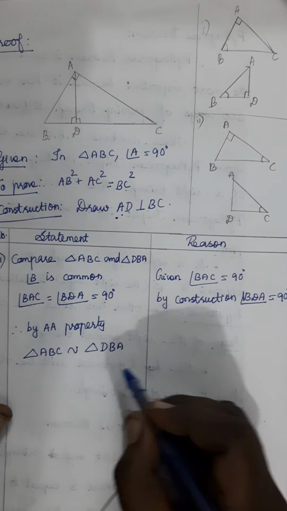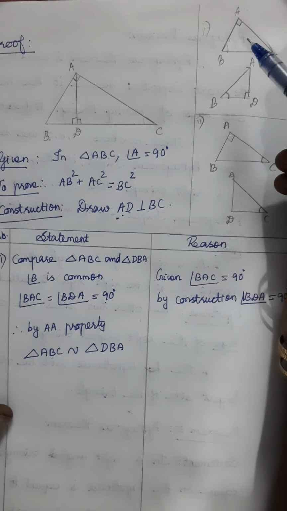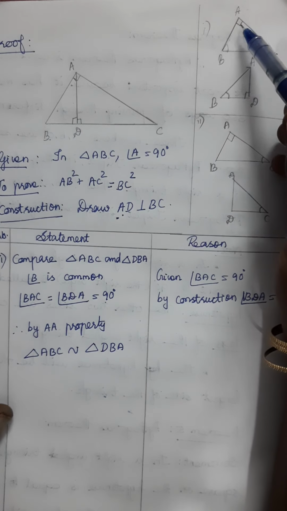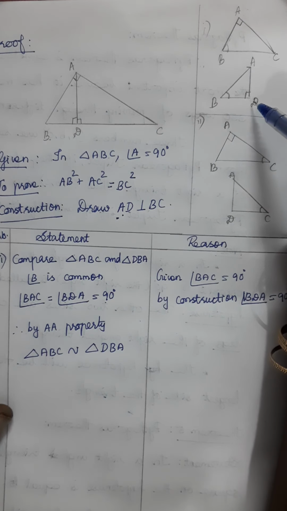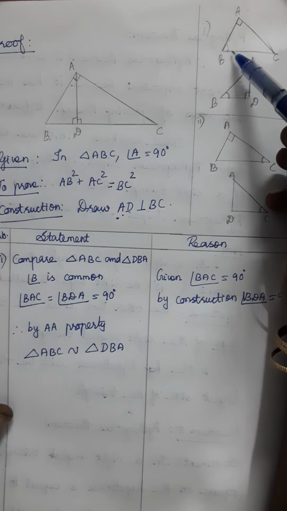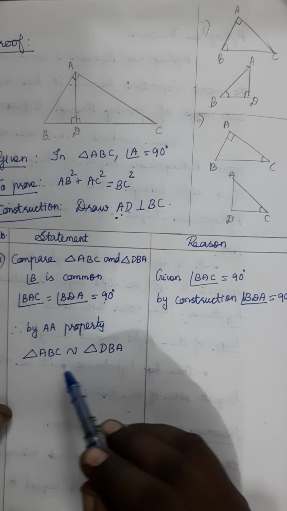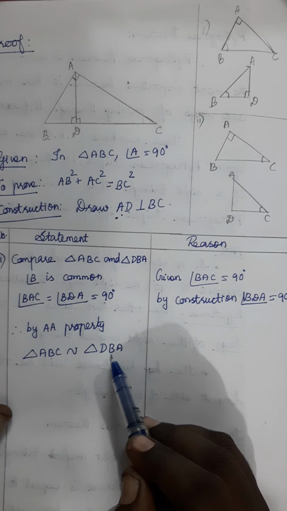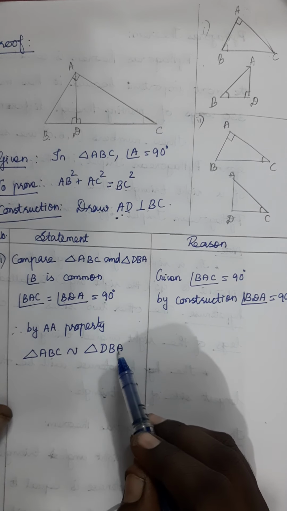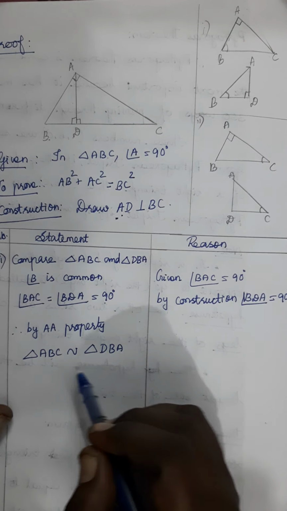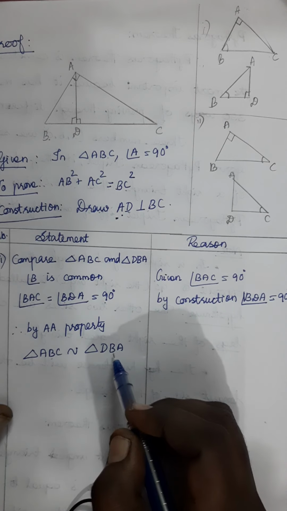Be very careful to write this triangle name ABC. Angle A is 90 degrees, and likewise angle D is also 90 degrees. Angle B is common, so it will come in the middle. Starting is 90, middle is the common angle, then the remaining. In the same way, you make one unity and write the name.